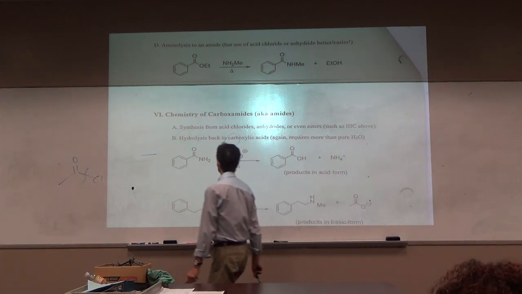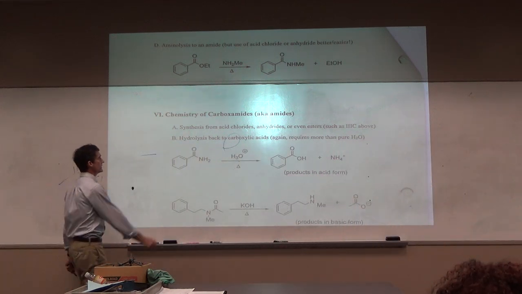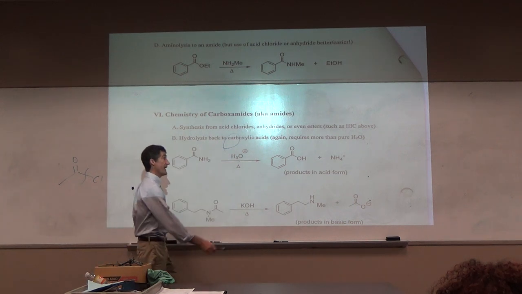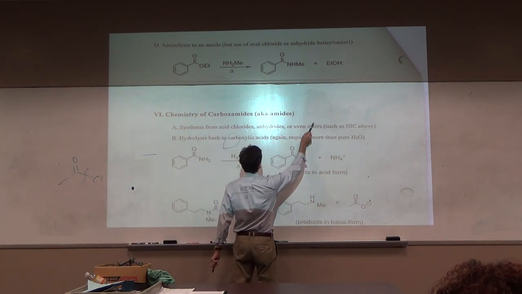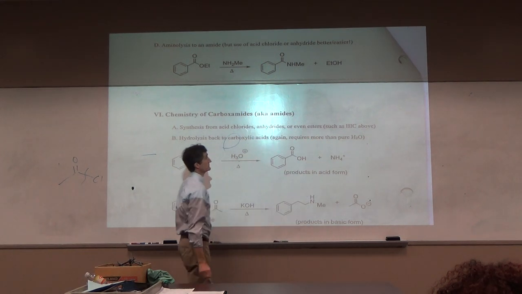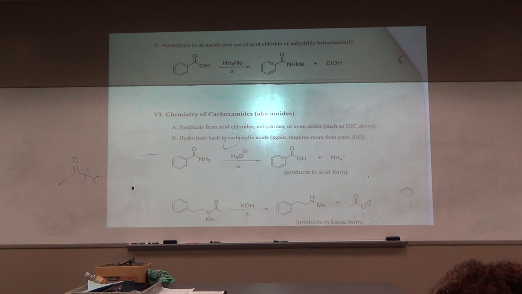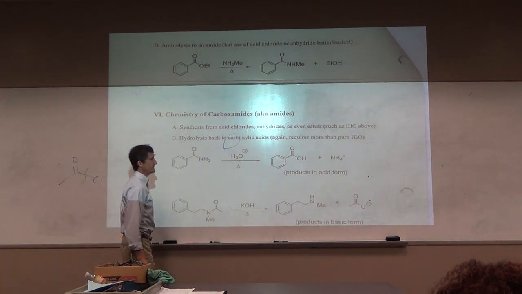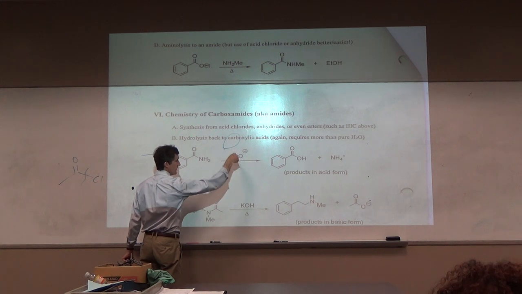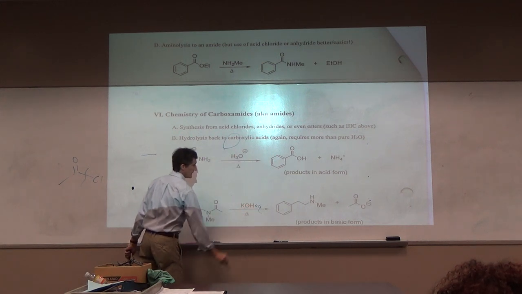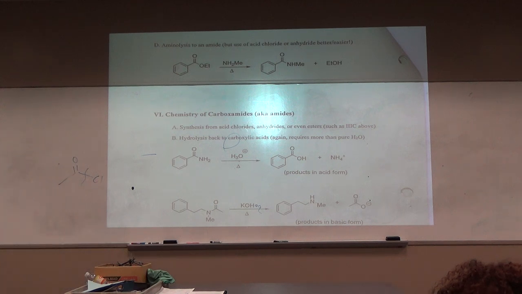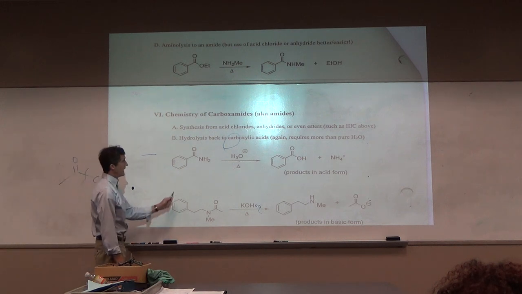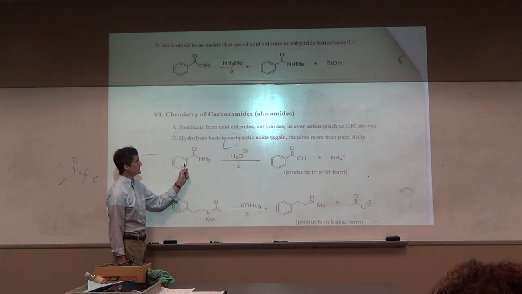Okay, chemistry of amides. Amides also tend to be end products. We've already looked at the synthesis, including from acid chlorides and anhydrides, and even esters, such as we showed there. So what can you do with amides? They tend to be in the products, but you can hydrolyze them back to the carboxylic acid with either aqueous acid or aqueous base. Just like on the flow diagram, everything leads back to the acid. You should be able to do this. I can't do every single mechanism.